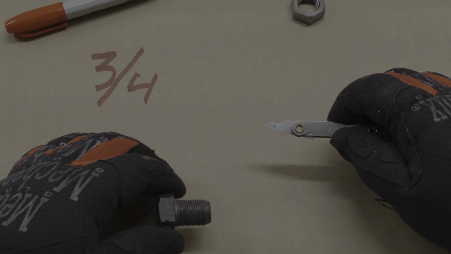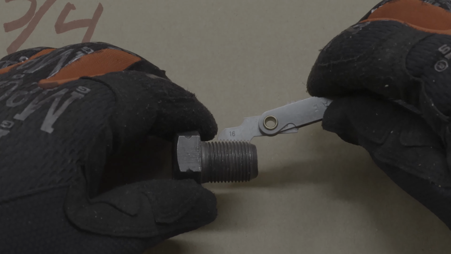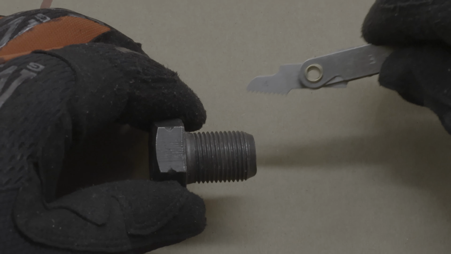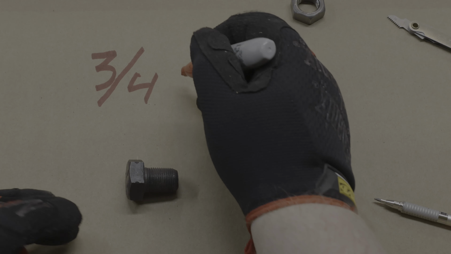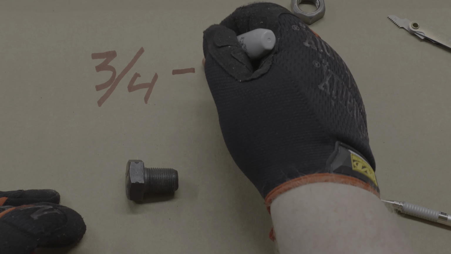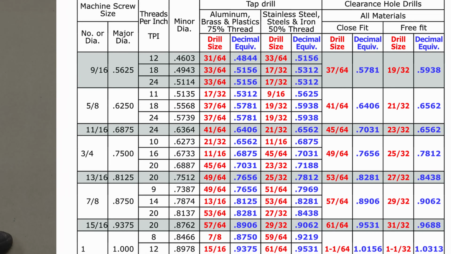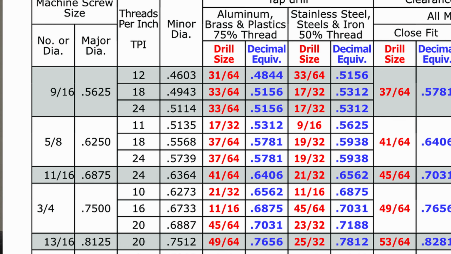I will confirm it with my thread gauge. You can call it a thread code 16. So I can confirm 16 threads per inch. Let's look at the chart for the 3/4. We have the coarse thread, the fine thread, and the extra fine thread. We have here fine thread.